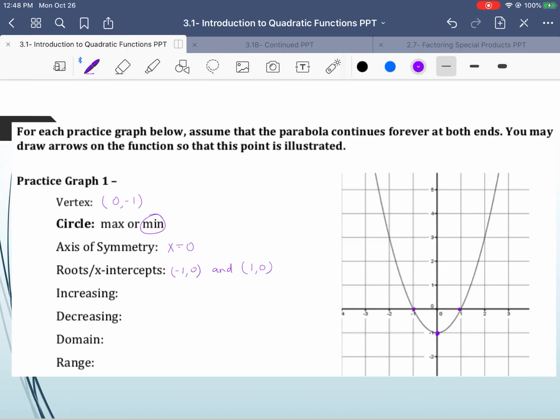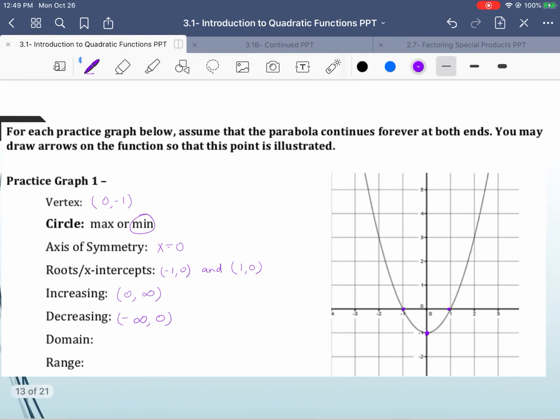And then increasing and decreasing. So remember the function, here's my axis of symmetry, has two pieces. There's the left side and there's the right side, and it's going to increase or decrease on either side of that axis of symmetry. It looks like this guy would be hiking downhill. So from -∞, he's going to hike downhill until that axis of symmetry. Then he's going to start to hike uphill till infinity. So decreasing comes from -∞ up to 0, and then it starts to increase on the right-hand side.